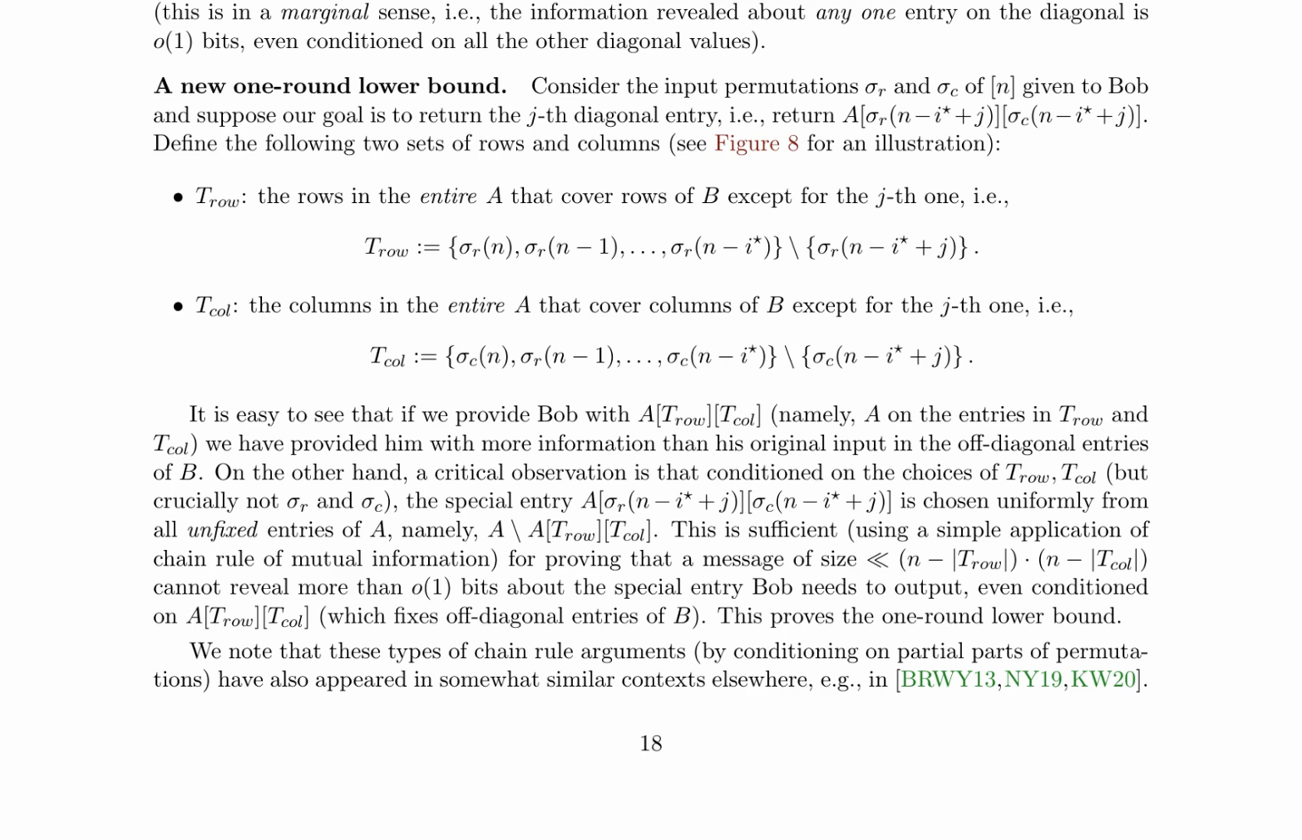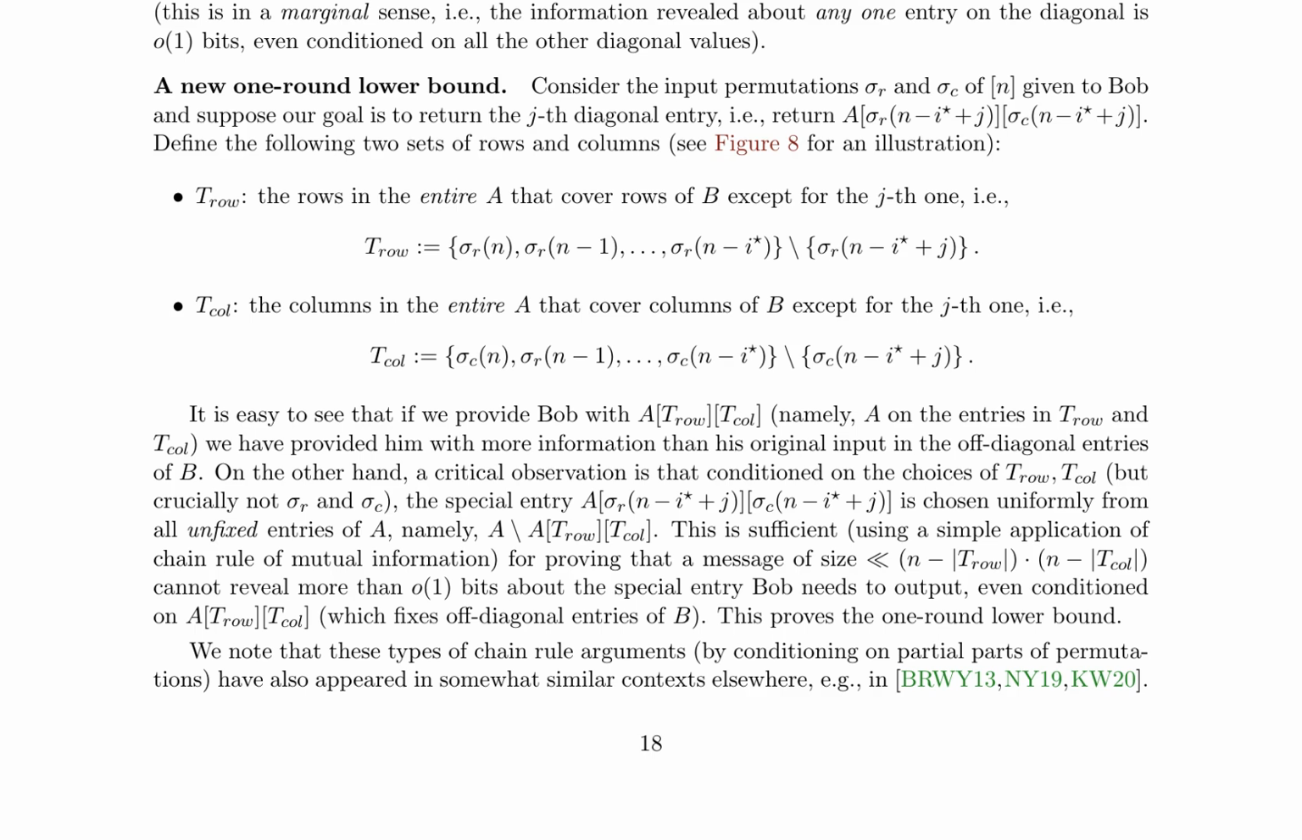Using a simple application of the chain rule of mutual information, the authors prove that a message of size much less than (n-|T_row|)(n-|T_col|) cannot reveal more than 1 bit about the special entry Bob needs to output, even conditioned on T_row and T_col. This proves the one-round lower bound.